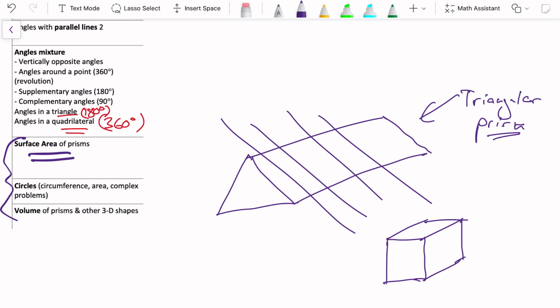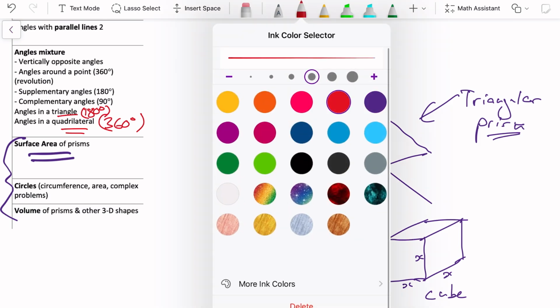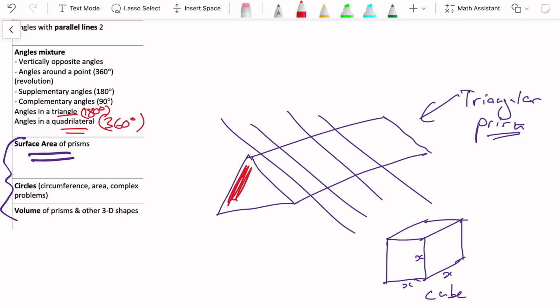Down here we have a badly drawn cube. Now, to find the surface area of the triangular prism, you would need to work out firstly the area of the triangle this side, and of course there are two of those, one this side and one at the back or other side. And you need to remember the formula for the area of a triangle, so base times height divided by 2, and there are two of those.